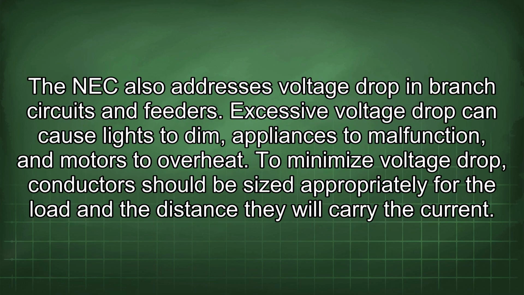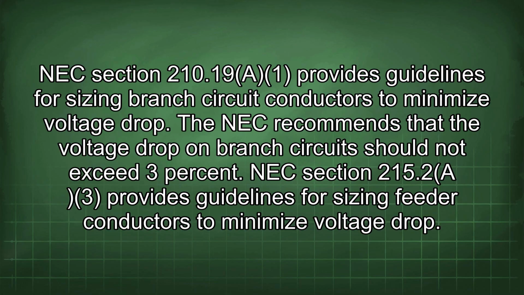The NEC also addresses voltage drop in branch circuits and feeders. Excessive voltage drop can cause lights to dim, appliances to malfunction, and motors to overheat. To minimize voltage drop, conductors should be sized appropriately for the load and the distance they will carry the current. NEC Section 210.19(A) provides guidelines for sizing branch circuit conductors to minimize voltage drop. The NEC recommends that the voltage drop on branch circuits should not exceed 3%.